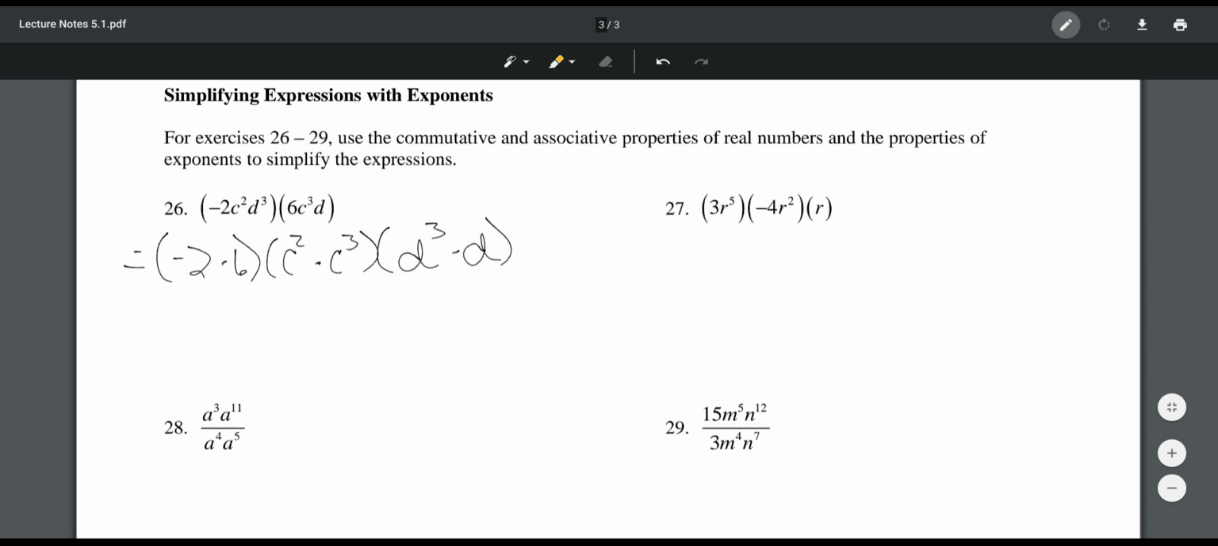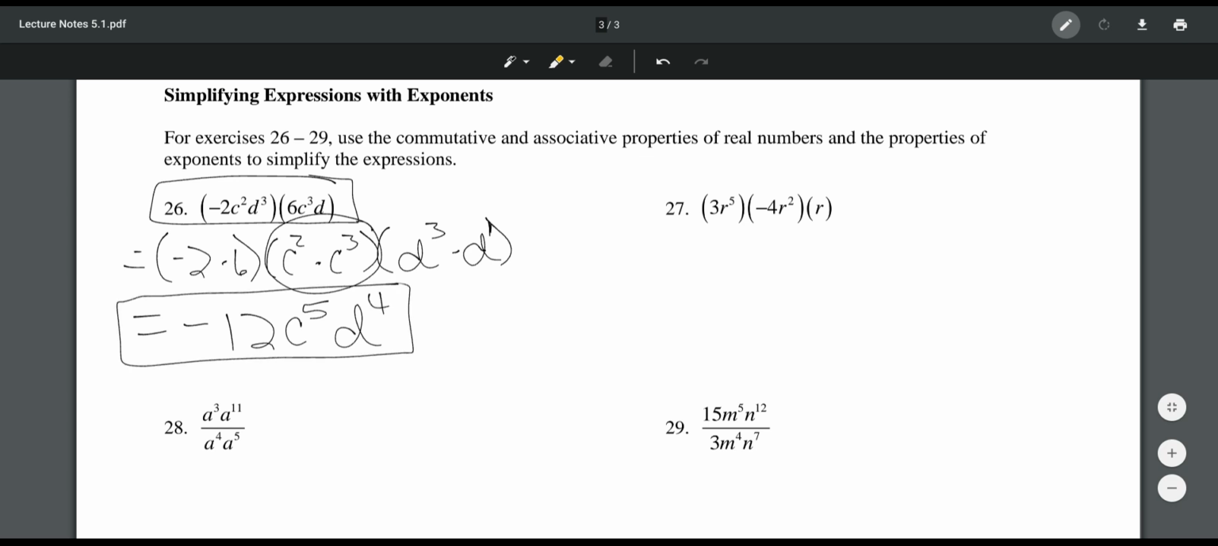Now notice in the original problem, there is no addition or subtraction. I do have a negative 2, but that's not subtracting 2 from anything. That just means the 2 is negative. So now I'm going to apply everything I know. Well, I know that negative 2 times 6 produces negative 12. I need to add the exponents. So 2 plus 3 gives me c to the 5th. And I need to add the exponents. Do not forget there's an understood 1. So I end up with d to the 4th. And that would be your final answer for number 26.